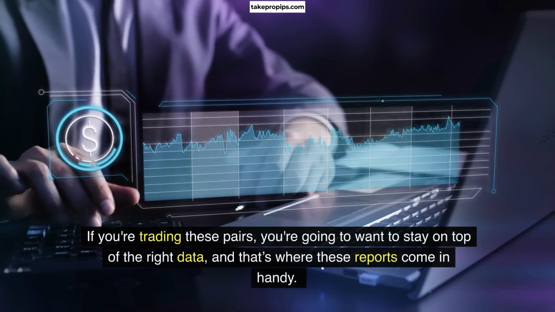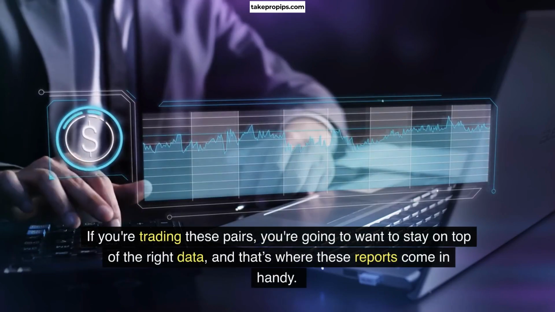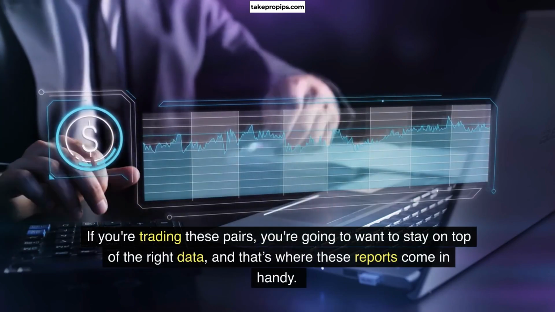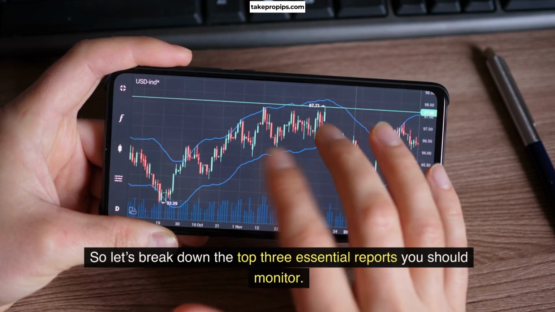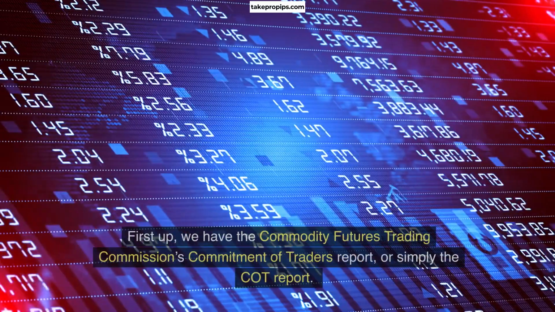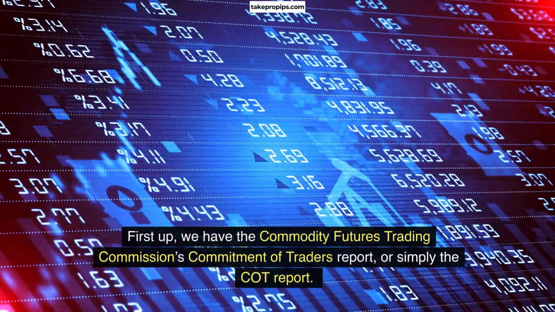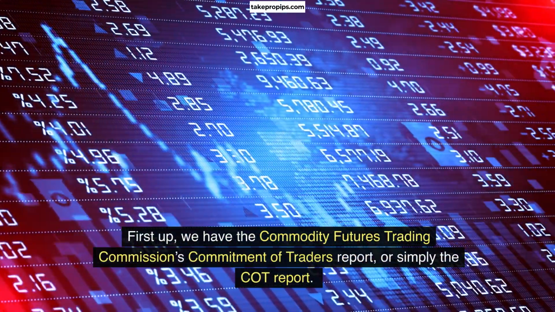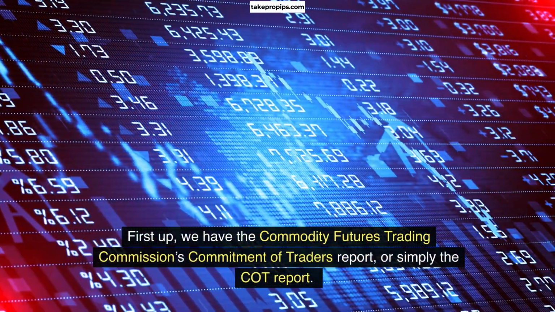If you're trading these pairs, you're going to want to stay on top of the right data, and that's where these reports come in handy. So let's break down the top 3 essential reports you should monitor. First up, we have the Commodity Futures Trading Commission's Commitment of Traders Report, or simply the COT report.